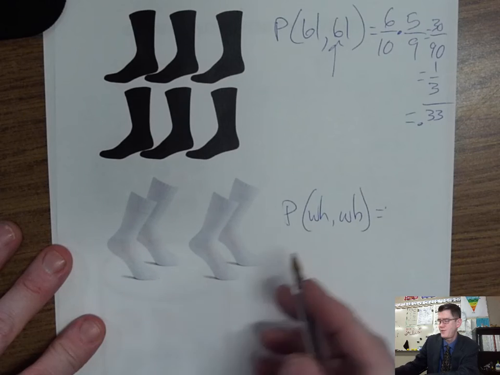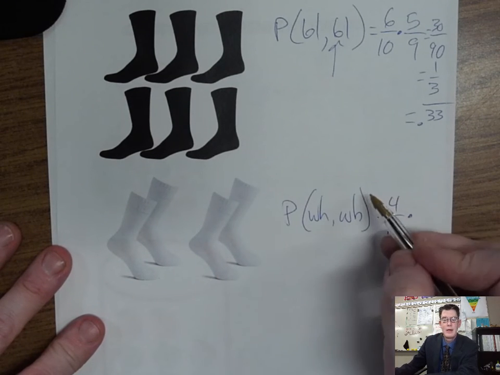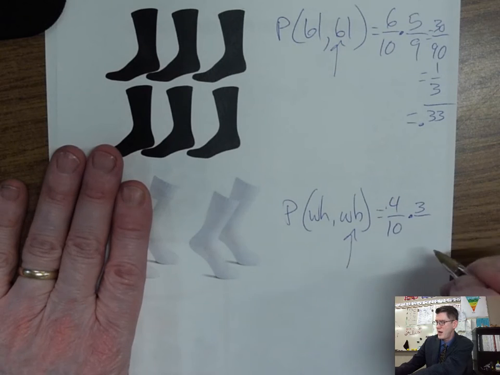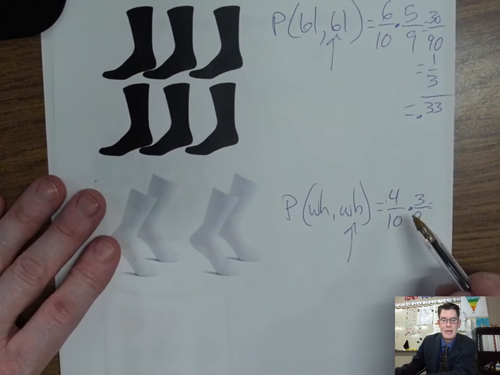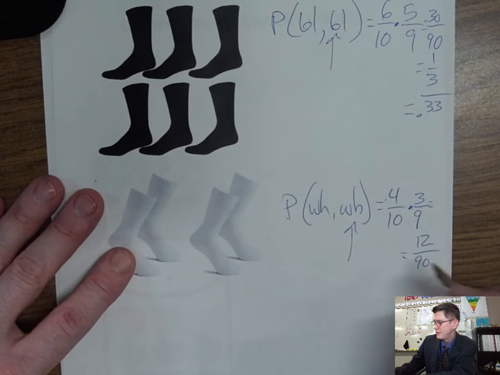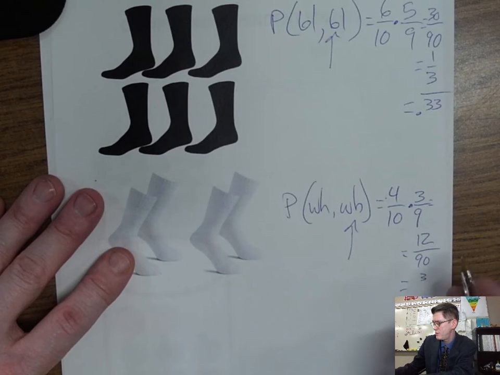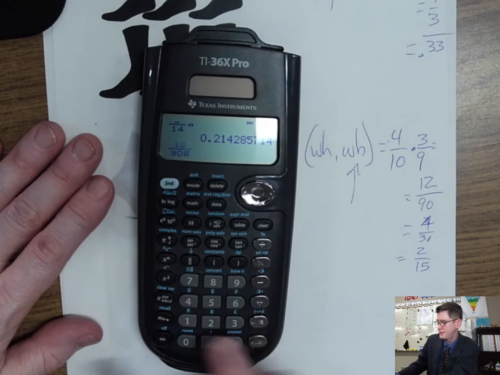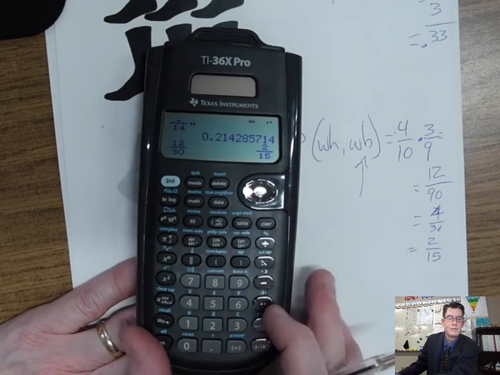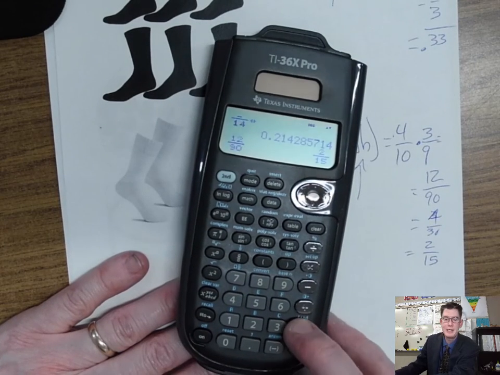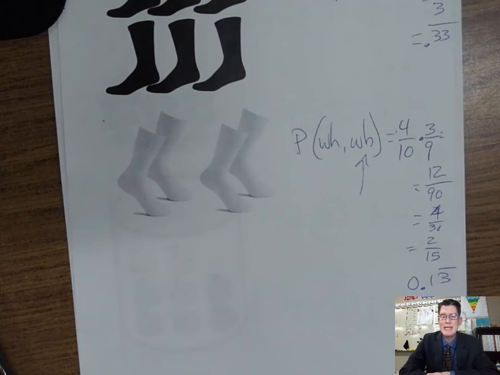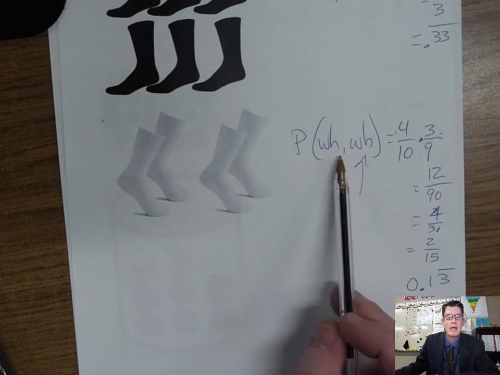Well, for matching white socks, I can see there's 4 white socks out of the 10. And that second white sock, if one of them's gone, I can now only get 3 white ones out of 9 remaining. And that gives me 12 over 90. And that reduces to 4/30ths, and that'll reduce again to 2/15ths. Just to show you what I did, 12/90ths. And as a decimal, we've got 0.13 on forever. So on these dependent events, that second probability changes based on what we did the first time.